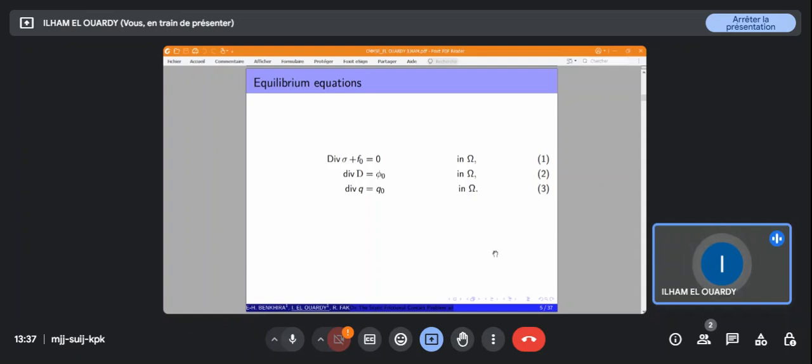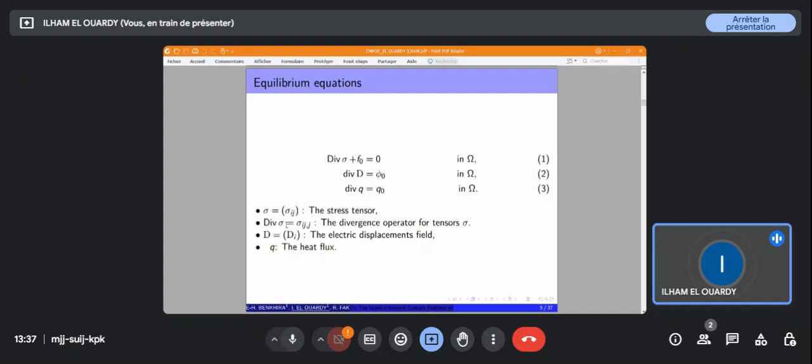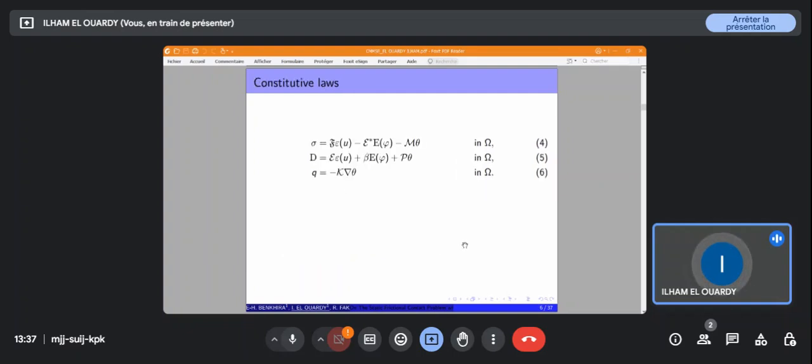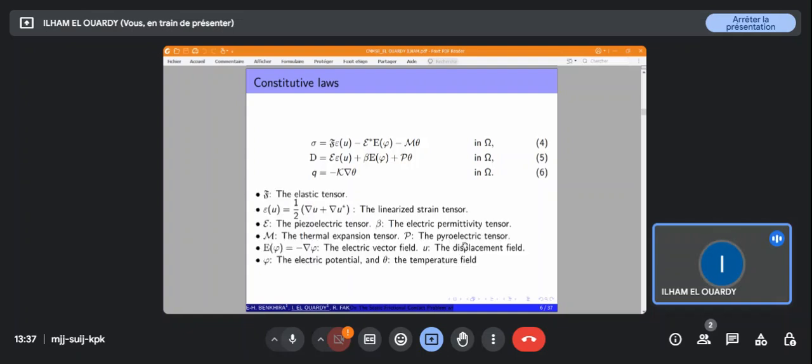Here, the following equations are respectively the equations of stress equilibrium, the equations of the electric field, and the heat conduction equation, where sigma refers to the stress tensor, div sigma is the divergence of the operator sigma, and capital D is the electric displacement field. Also, the following equations represent the constitutive law of the material, which characterize the properties of the material, where the operators which appear in these equations are physical operators. For example, calligraphic F is the nonlinear elasticity tensor, beta is the electric permittivity tensor, and so on.